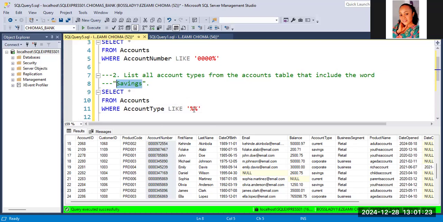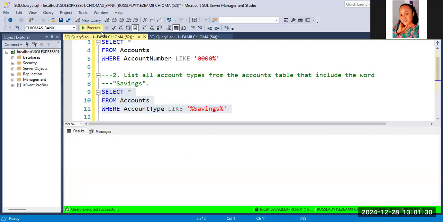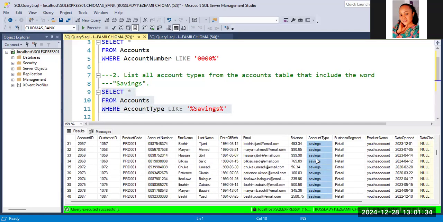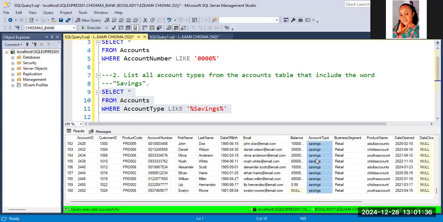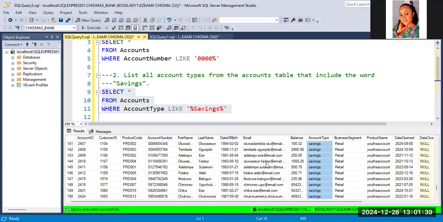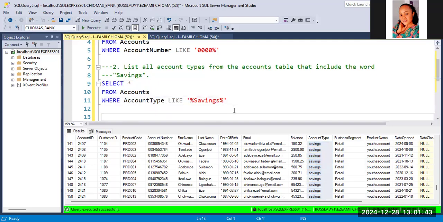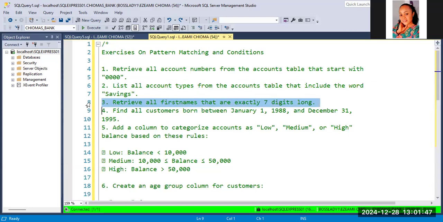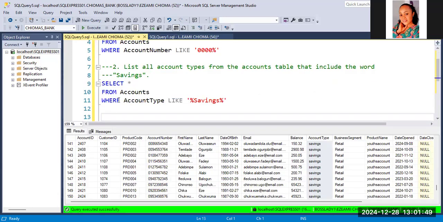So this will bring out the savings account type we're looking out for. So we check our account type, check out here. It's giving us only the savings accounts. All right. So our data has been filtered to only include account types that are savings. All right. So let's look at question number 3.